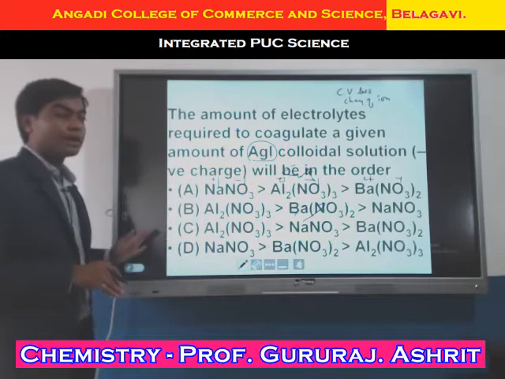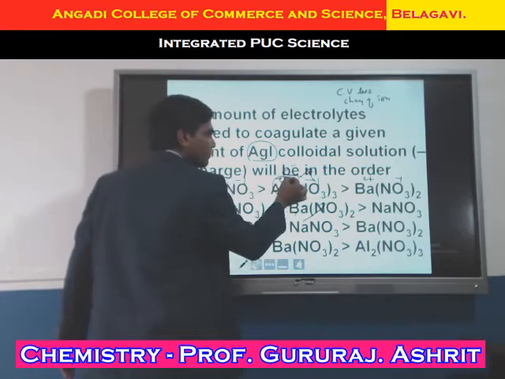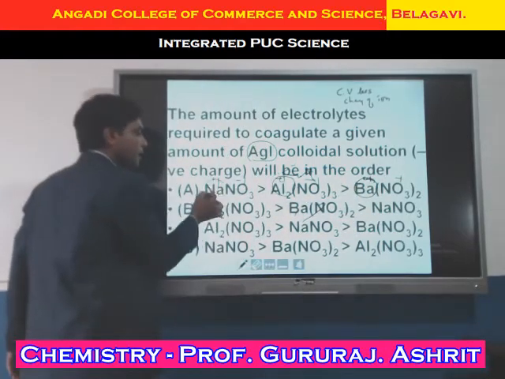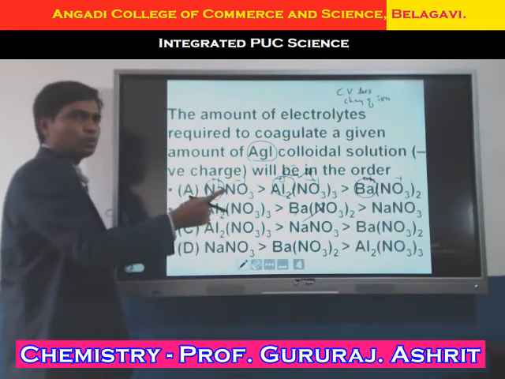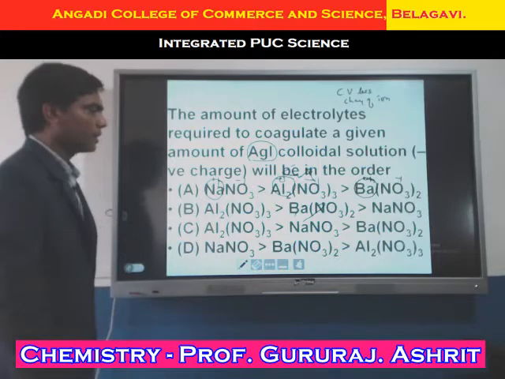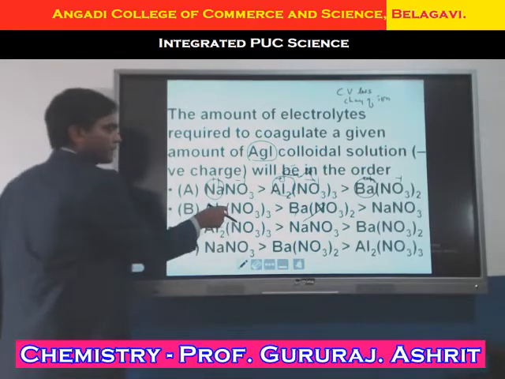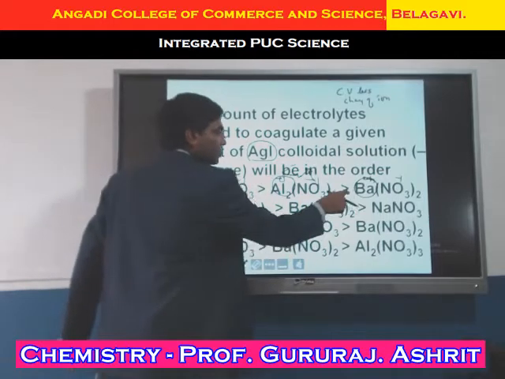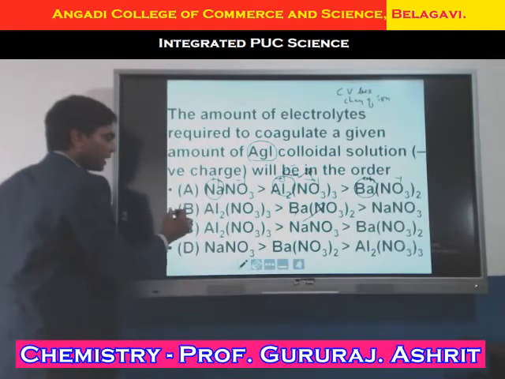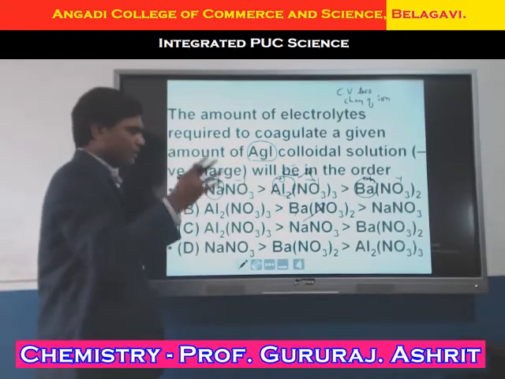But here we have to arrange them in decreasing order. So Al should come first, Ba should come second, and Na should come third: 3, 2, 1. See all four options, you can understand which will be the correct answer. C is Al(NO3)3 first place, Ba(NO3)2 second place, NaNO3 third place. Therefore, the correct option for this one is D. Remember that point, you can solve easily.